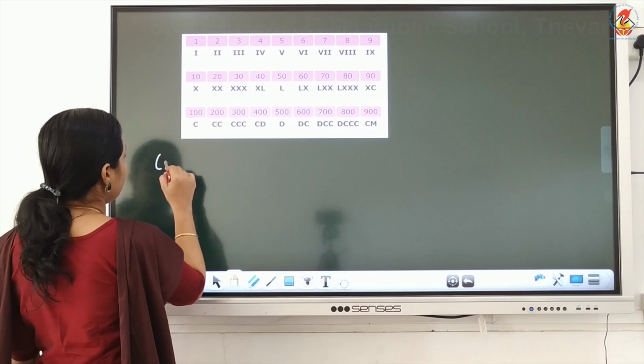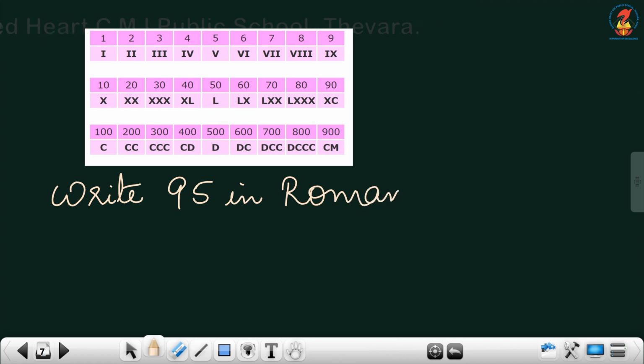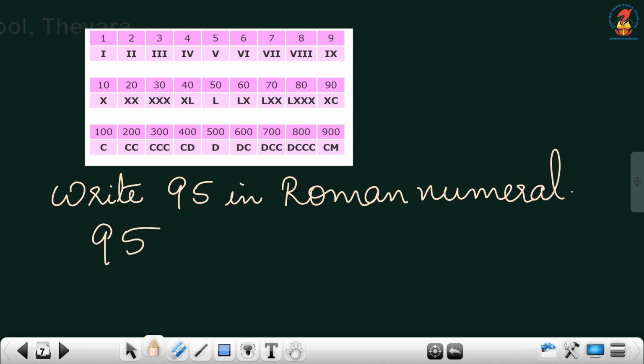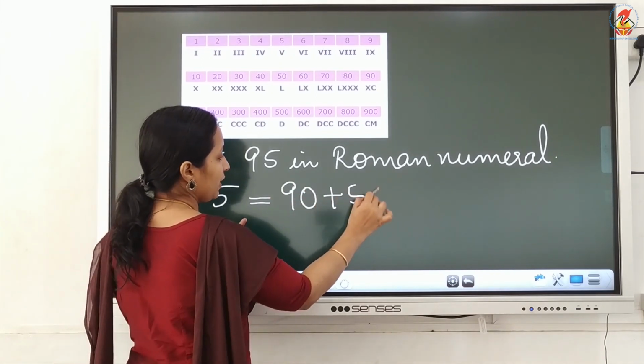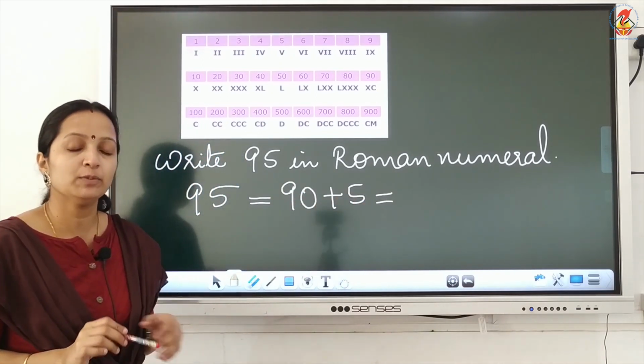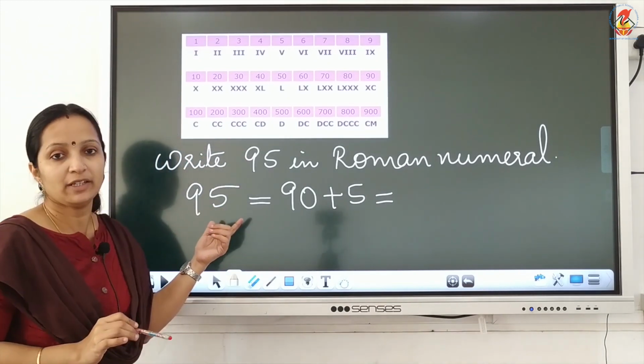What is the first question? Write 95 in Roman numerals. How will we write? For writing the Roman numeral, it is better you write the expanded form of the number. What is the expanded form of 95? 90 plus 5. If you write the expanded form, you will not make any careless mistake. So always write the expanded form.